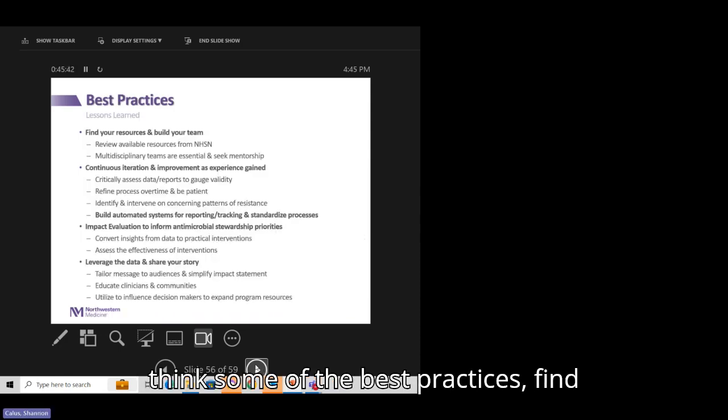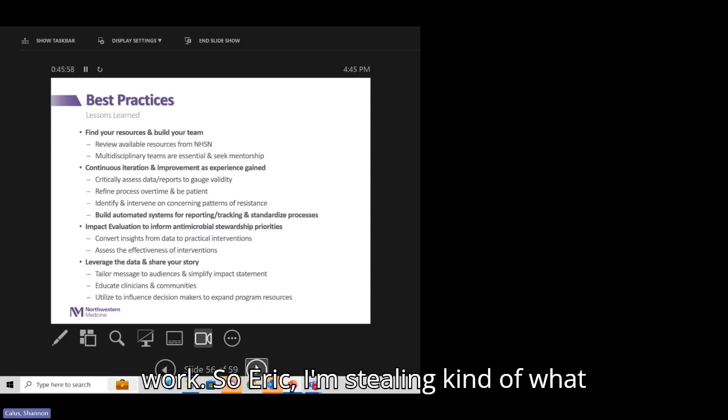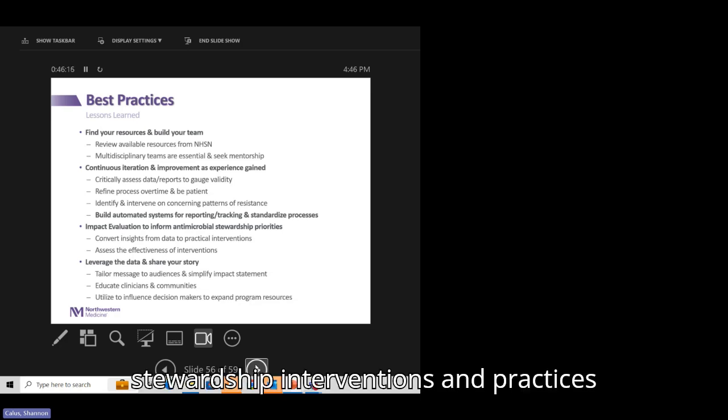So in summary, I think some of the best practices: find your resources and build your team. Really, this is going to be a long-term process. So continue to iterate, improve it as you gain experience and comfort. If you can, build some systems that are automated so you have to do less manual work. So Eric, I'm stealing what you shared with us to really make that reporting and tracking more meaningful and have standardized processes where you can. The evaluation of the impact should be continuous as well to really inform other stakeholders and improve antibiotic stewardship interventions and practices, and then leverage that data and share your story.